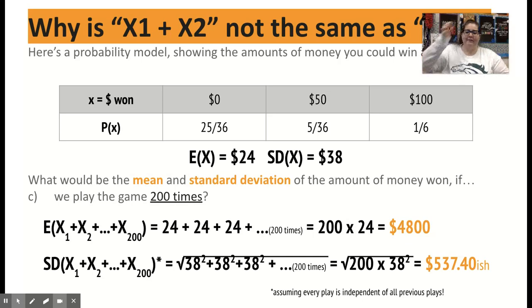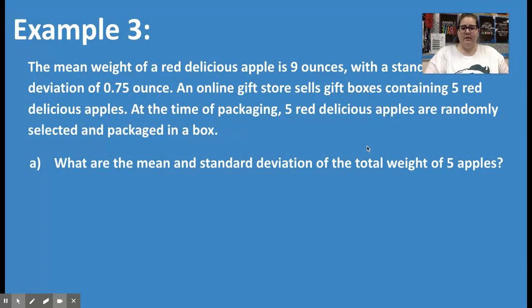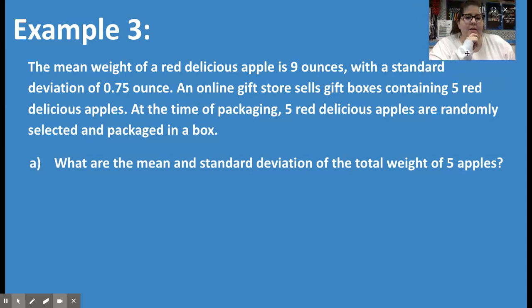A lot of variables. All right, so that is, oh, I forgot there's this one last example. I was about to say that's it, but there's one more example and then we'll be done. So the mean weight of a red delicious apple is 9 ounces with a standard deviation of 0.75 ounces. An online gift store sells gift box containing 5 red delicious apples. At the time of packaging, 5 red delicious apples are randomly selected and packaged in a box. So what are the mean and standard deviation of the total weight of 5 apples?